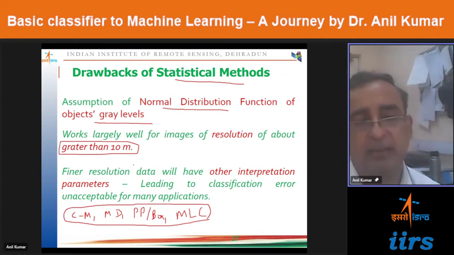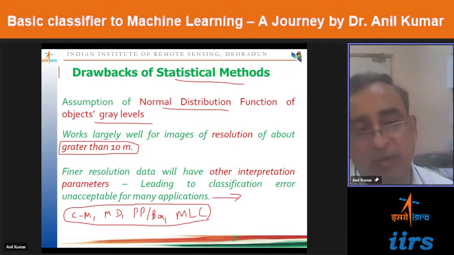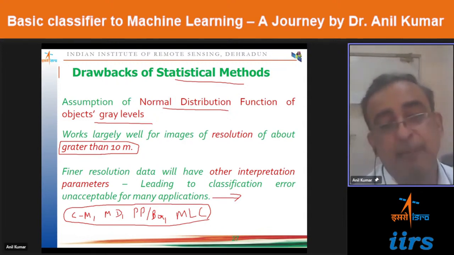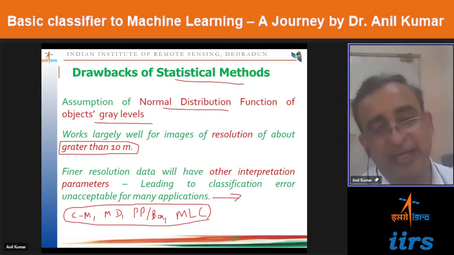Second is that finer resolution data will have other interpretation parameters leading to classification errors, which are unacceptable for many applications. So when the resolution of the image is very high, maybe less than 10 meters, with the pixel size going to, say, 5 meters or 3 meters or 1 meter or less than 1 meter, many other parameters are dominating, and that's why these basic classifiers may not give you very good results.